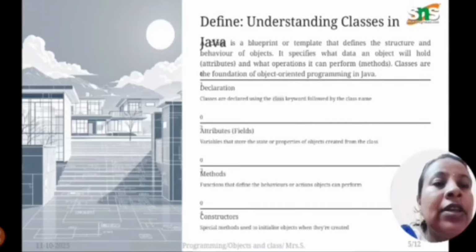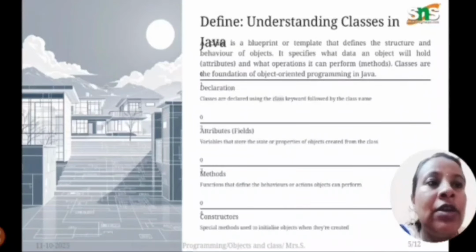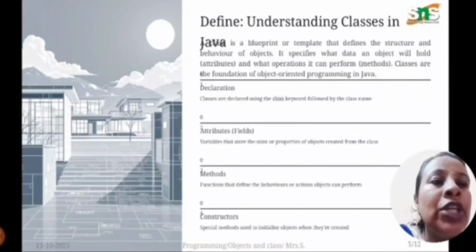So the design thinking stage is define. Defining why we are using objects and classes in Java. So understanding classes in Java. A class in Java is a blueprint or template that defines the structure and behavior of objects. It specifies what data an object will hold and what operations, methods, it can perform. So classes are the foundation of object oriented programming.